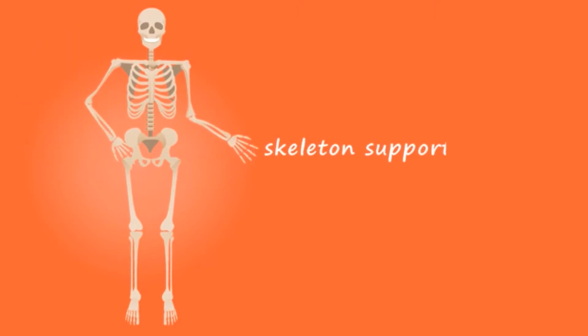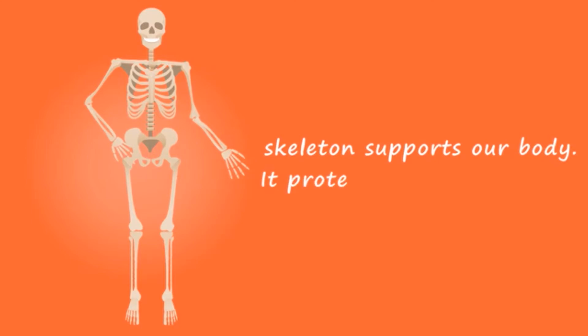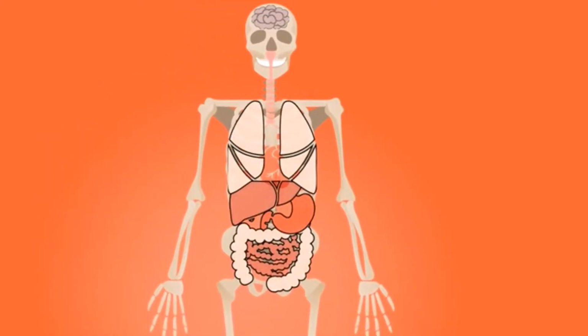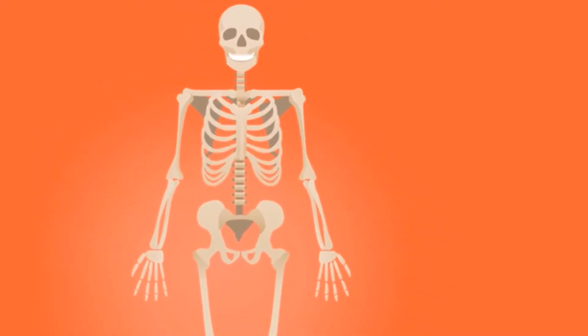The skeleton protects important internal organs such as the heart, the lungs, and the brain. It helps us to move. It gives shape, strength, and rigidity to our body. Without the skeleton, our body would simply collapse into a heap.